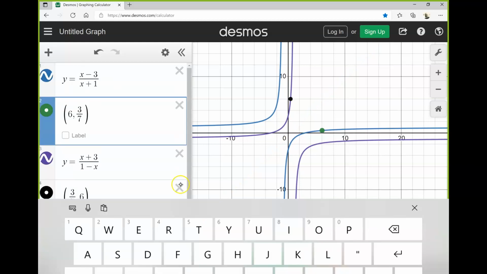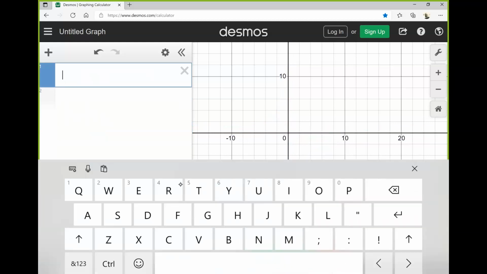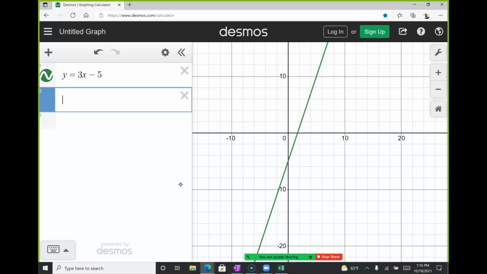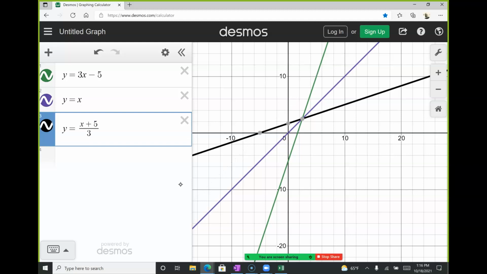Like what was the one we had before, right? Oops. What was the one we had before? 3x minus y equals 3x minus 5, right? And I'll put the line y equals x on there. And now watch what happens. It's going to give me a mirror of that green across the purple, right? And what was our inverse there? X plus 5 all over 3, was that right? And now you can see the green and the black are the reflection, right?